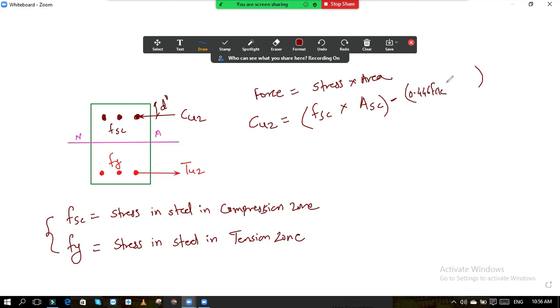Okay, and what is the area? Area will be same ASC, कारण मी 3च बार टाकतोय ना, मग तेवढंच माझं कॉन्क्रीट रिमूव्ह होणार आहे. So this is my effective force Cu2. Okay, so the Cu2, if I finally write this, then it will be FSC minus 0.446 FCK into ASC.